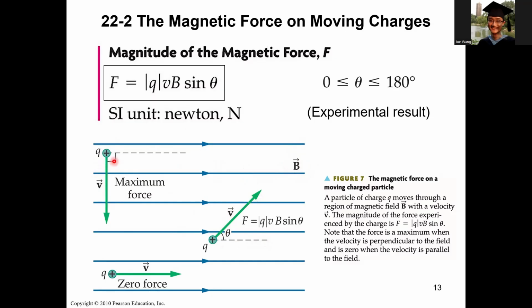Sine theta means that if velocity is perpendicular to the field, then there is maximum force. If velocity is parallel to the field, theta equals 0, sine theta equals 0, and there's no magnetic force.